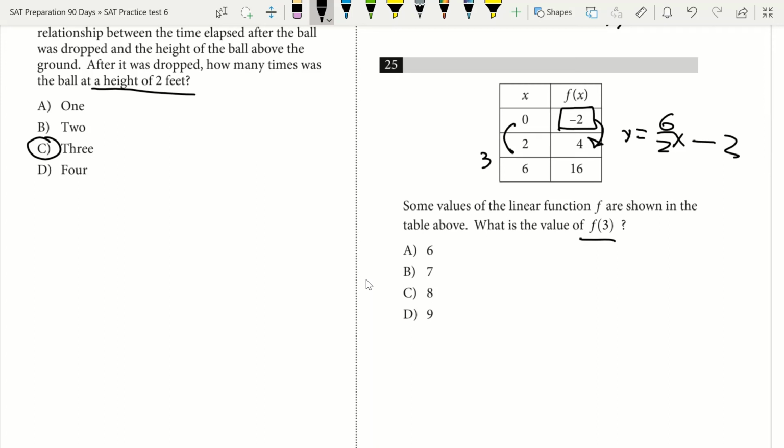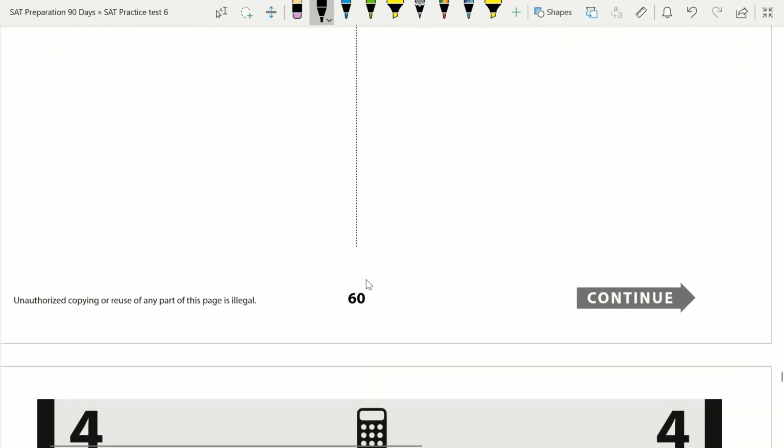So I just plug in a 3 then. I know 6 over 2 is 3. 3 times 3 is going to give me 9. 9 minus 2 is going to give me 7. So my answer there is going to have to be B. Okay, so 25, answer there is B. All right, now I got 26.